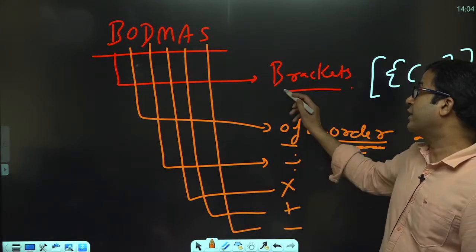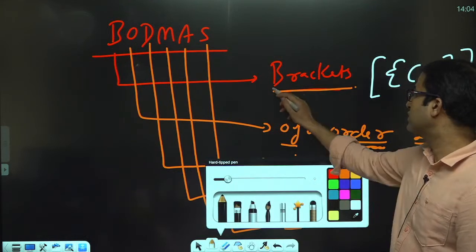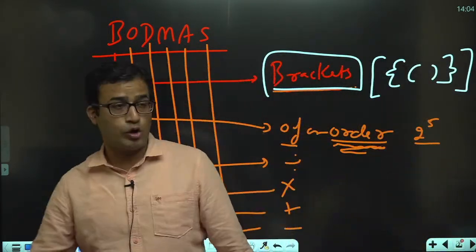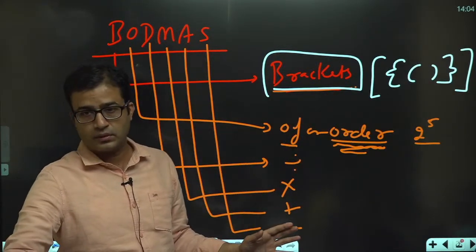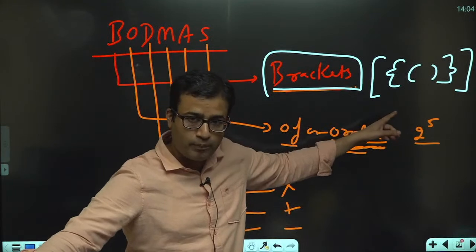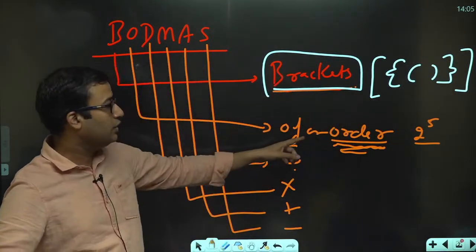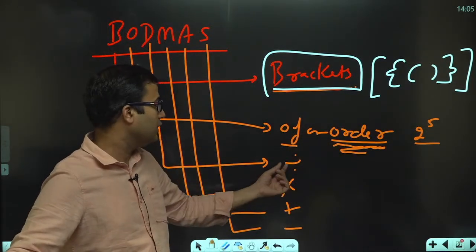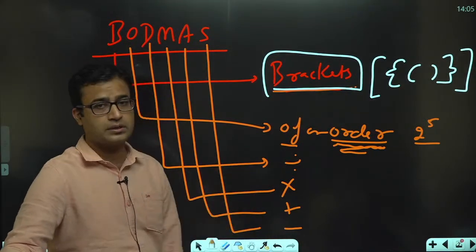So they told us first we have to solve brackets. So if in a calculation there is any bracket, first we have to open the small bracket, then curly, then square. If there is any power, we have to solve that power, then division, multiplication, addition, subtraction in this sequence.